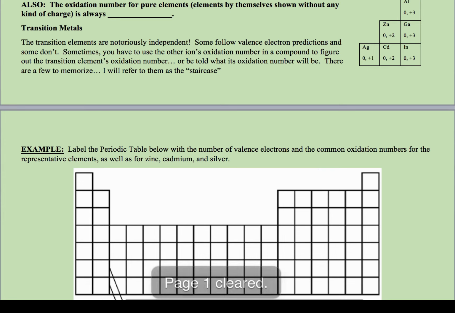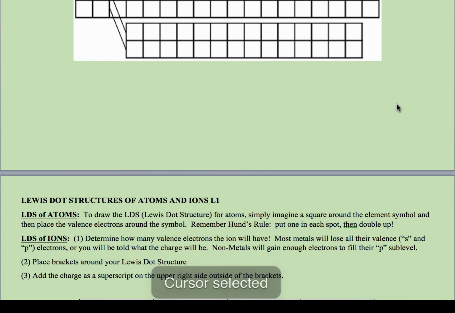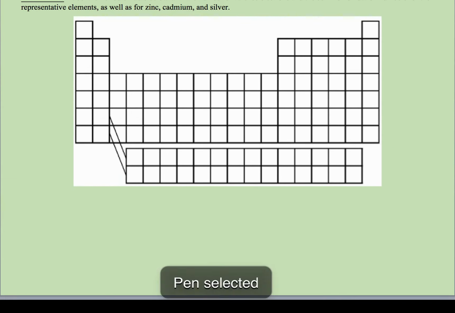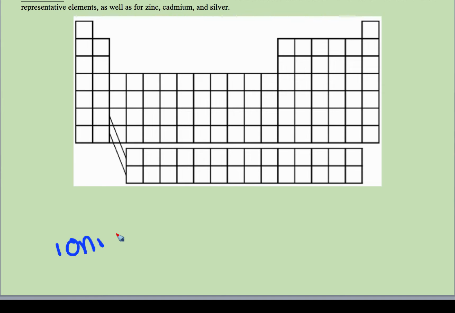Okay, so let's see how this looks on the periodic table. A lot of students like to label their periodic tables. So remember, pure elements are 0, but what we want to look at here is I'm going to be labeling ionic charges. Oxidation is bigger than ionic charges, but ionic charges are a subset, you can think of, of oxidation. So group 1 would become +1, group 2 would become +2. Okay, the noble gases would be 0.